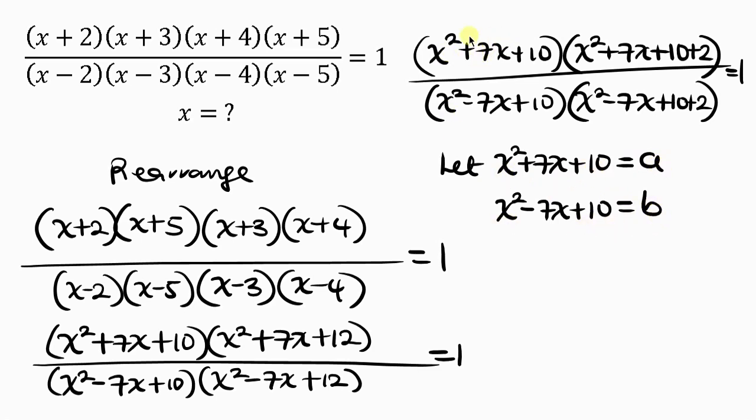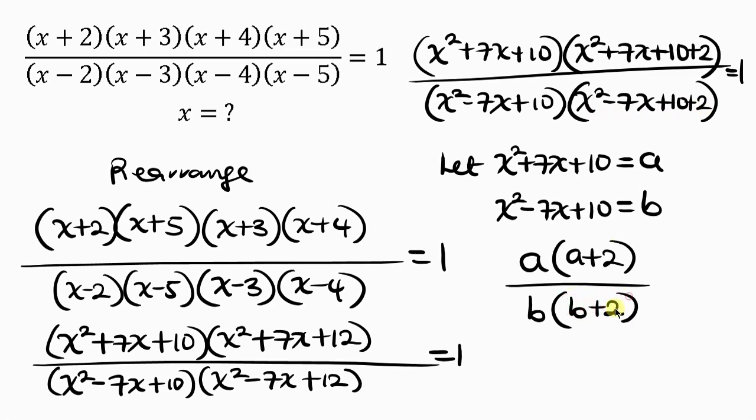Let's do that. So this expression now becomes a times, now from here, which is x squared plus 7x plus 10, that's going to be a. So this will be a plus 2. So a plus 2 all over. Now the denominator, this expression here is b. So I'm going to be putting b there times. Now x squared minus 7x plus 10 is actually b. So we're going to say b plus 2. So this is b plus 2. And this is equal to 1. Let's continue on the next slide.